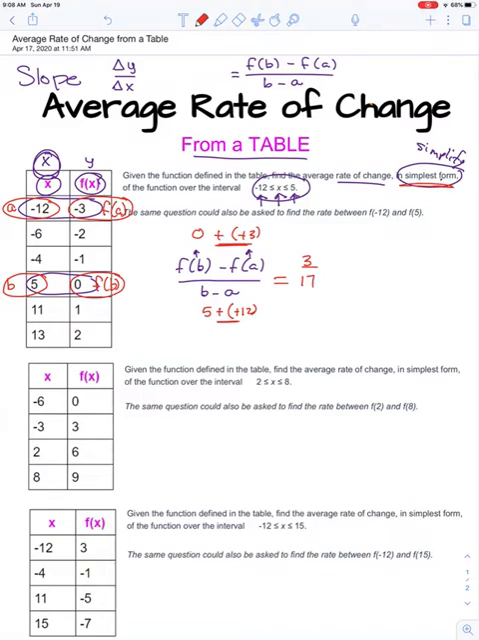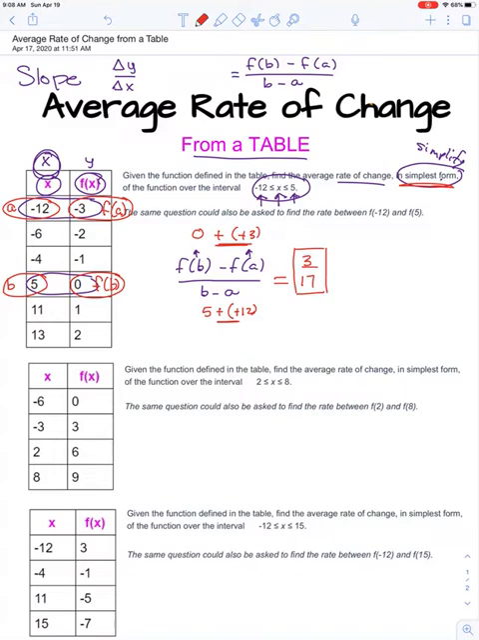Now make sure we simplify. 3 over 17, 3 is a prime number, so we can only divide by 1 and 3, so this is the simplest form. And 17 is a prime number. So again, they don't have any common factors.